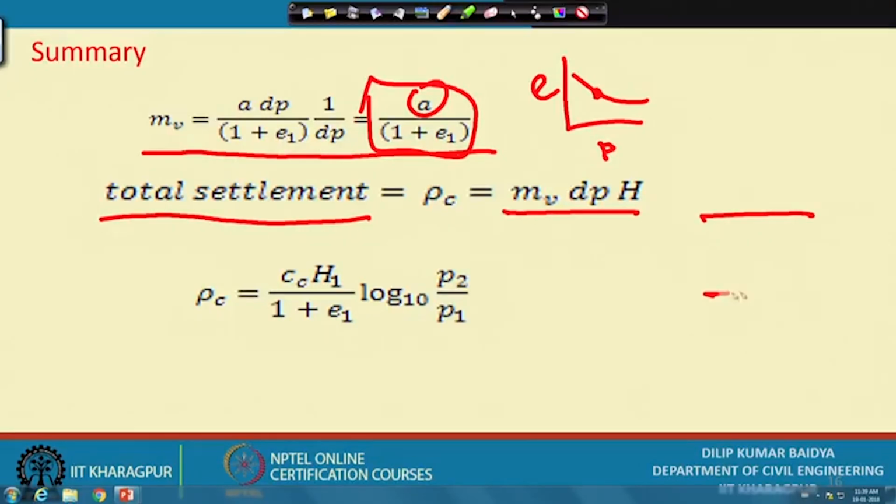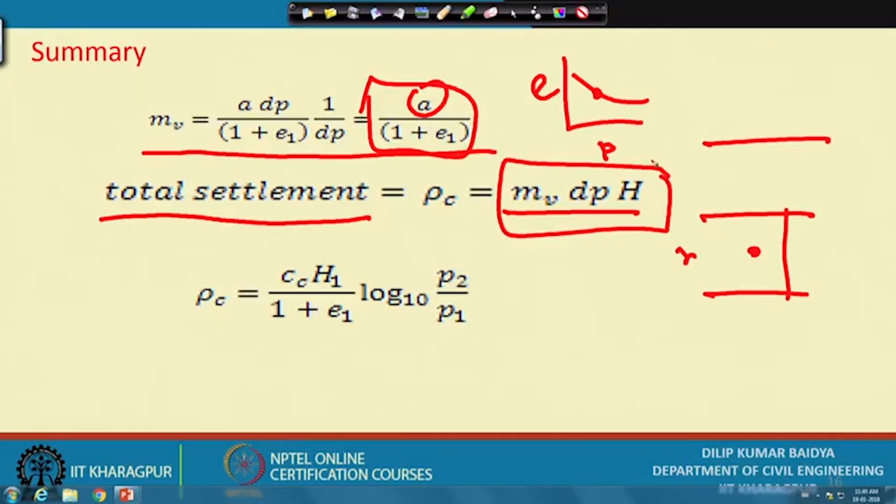Suppose there is a layer here. At this point, what is the pressure increase, what is the mv value, and what is the thickness? If I know these, then by using this equation I can find the total settlement.